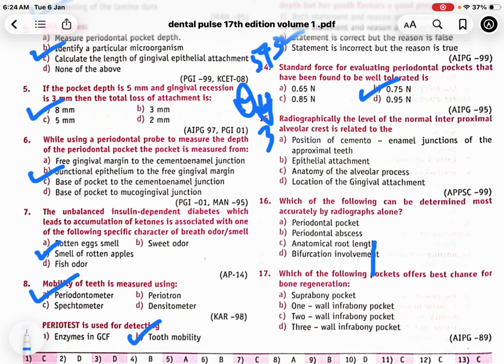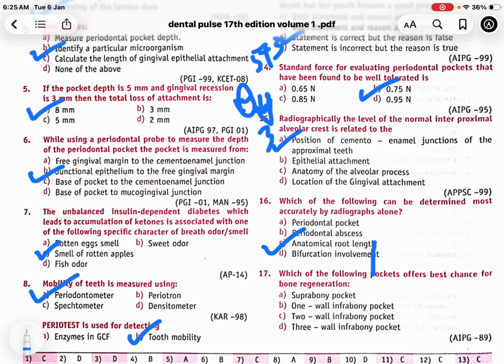Radiographically, the level of the normal interproximal alveolar crest is related to the position of the cemento-enamel junction of the approximal tooth. If you want to check the level of the normal interproximal alveolar crest radiographically, we have to relate it to the position of the cemento-enamel junction of the approximal teeth. Okay. Now, question number 16, which can be determined most accurately by radiograph alone. So, anatomic root length you can measure accurately by radiograph alone.